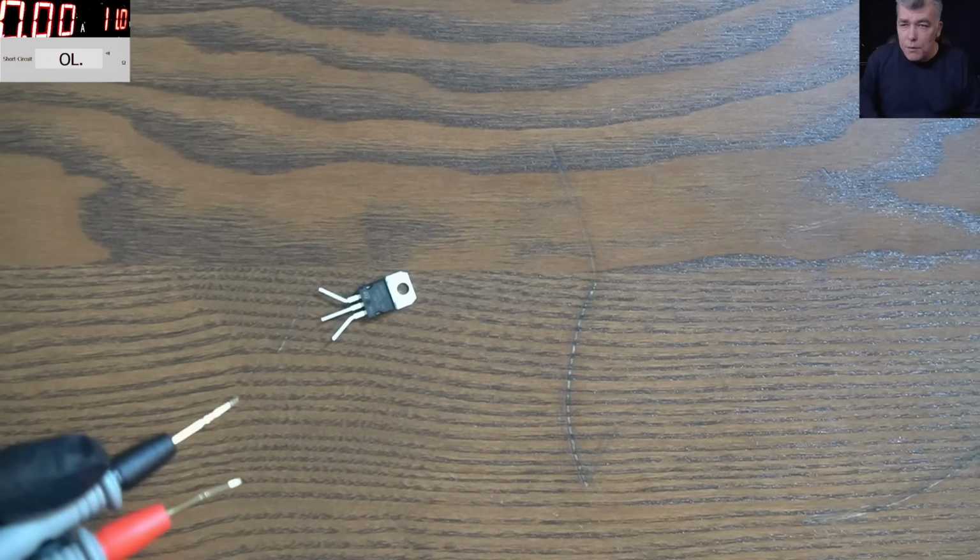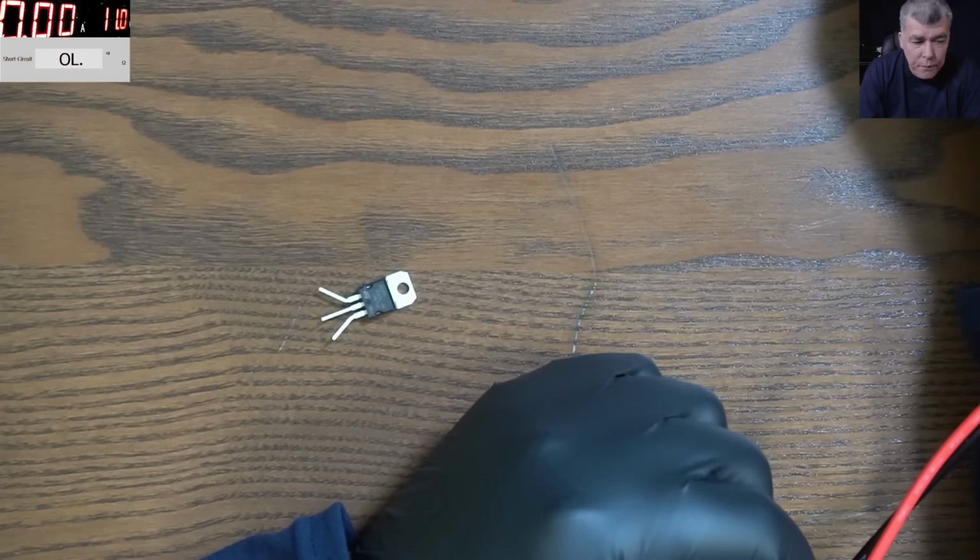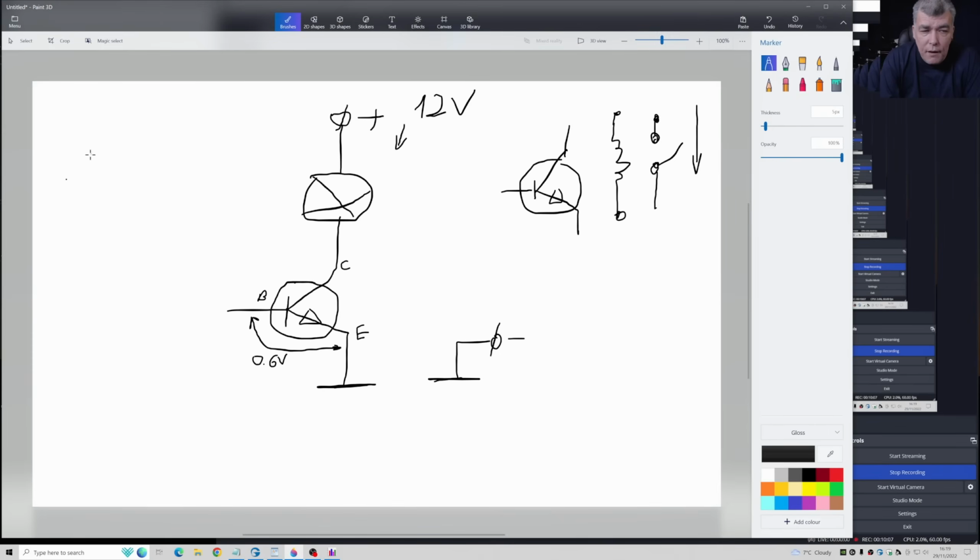The multimeter is on screen, yeah? So the base is always common. A transistor is the same with this configuration, yeah? So check here. Two diodes, yeah? One diode here and one diode here. That's the equivalent schematic of a transistor.